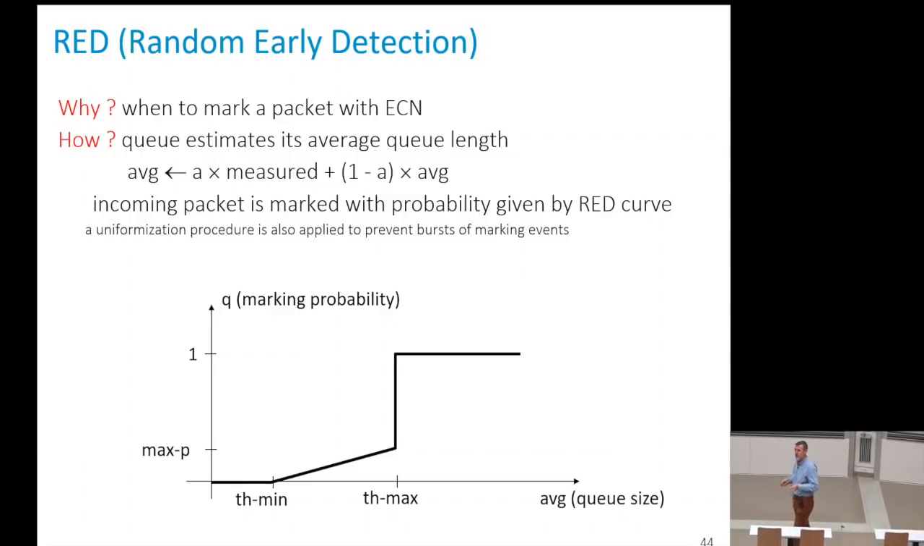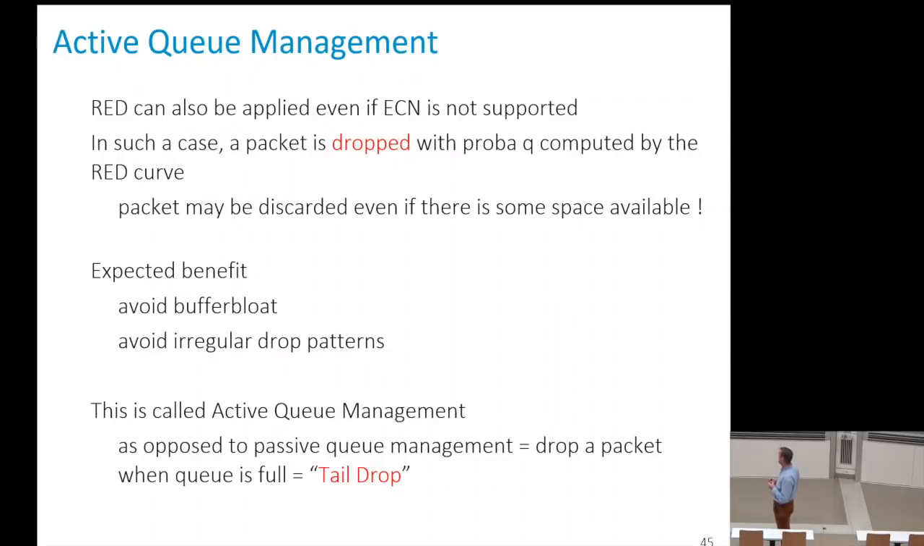Well, this is an attempt to avoid the buffer bloat syndrome by trying to operate towards the optimal point, where we give a negative signal to the sources before the buffer gets very, very full. So this is what RED does when used without ECN. In that case, it's called active queue management. So a packet may be dropped even if there is some space available. And the expected benefit is that we would operate closer to the optimal point of the buffer bloat curve because we give an early signal to the sources.